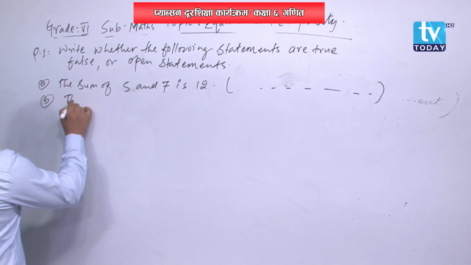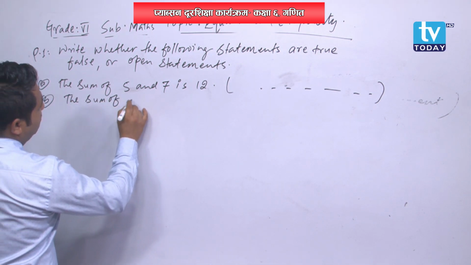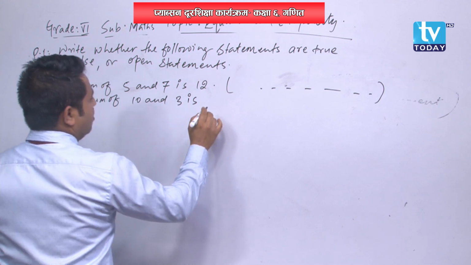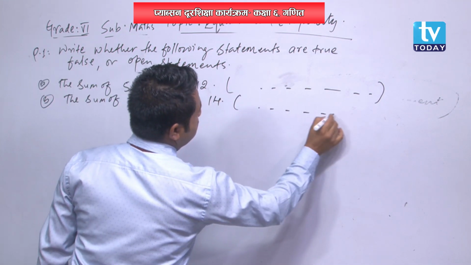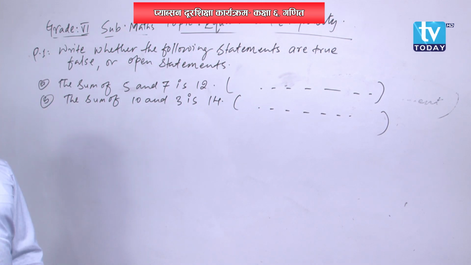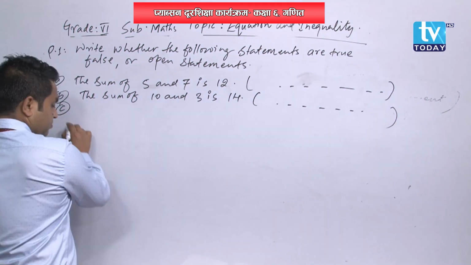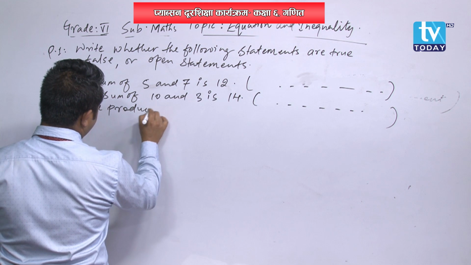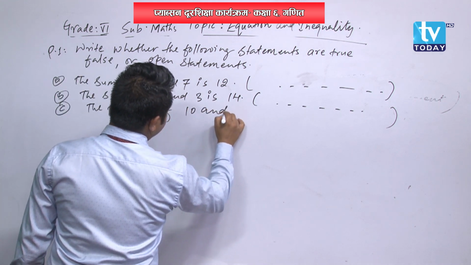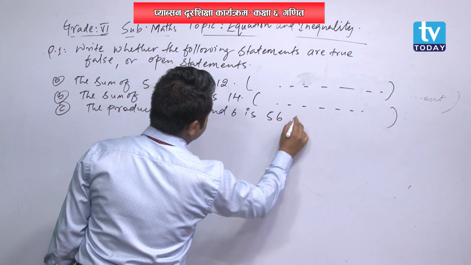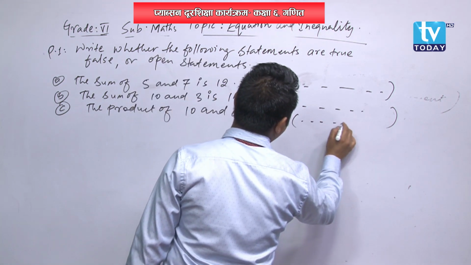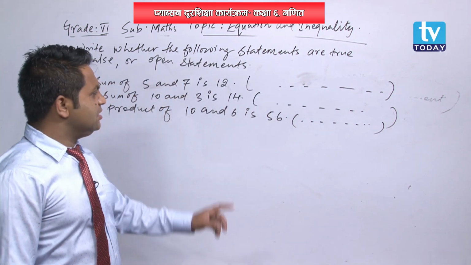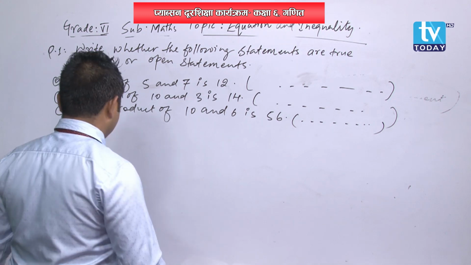Number B, the sum of 10 and 3 is 14. What kind of statement is this? Now number C, the product of 10 and 6 is 56. What kind of statement is this? Whether this is a true statement, false statement or open statement. Please, you can write yourself. Already we discussed all these things.